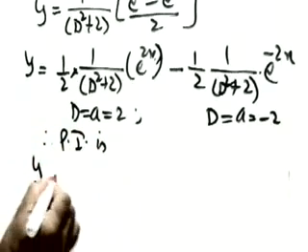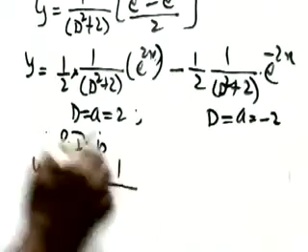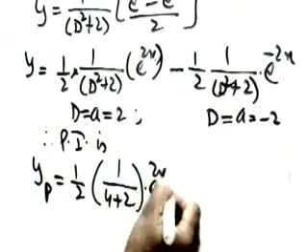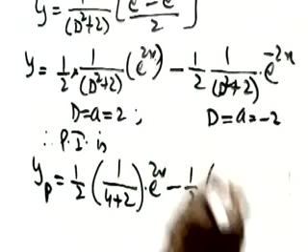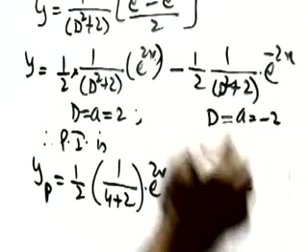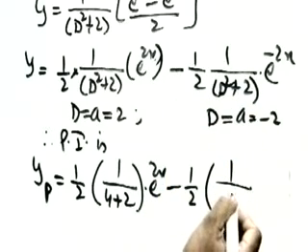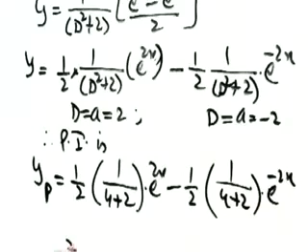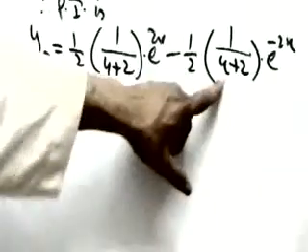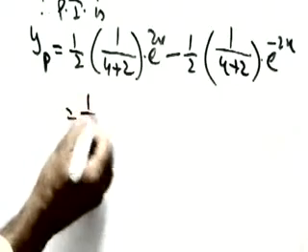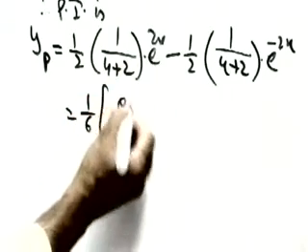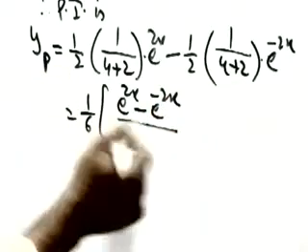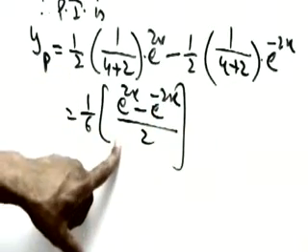Therefore, the particular integral is yp equals 1 divided by 2 into 1 by D is 2 here. So 2 squared is 4, plus 2, into e power 2x, minus 1 by 2 into, now let me change this one, 1 divided by minus 2 squared is 4, 4 plus 2 is 6 only, into e power minus 2x. Let me do one thing: 4 plus 2 is 6, and I am taking 6 out. So 1 by 6, if you take it out common, what is left here? e power 2x minus e power minus 2x divided by this 2 you write here.